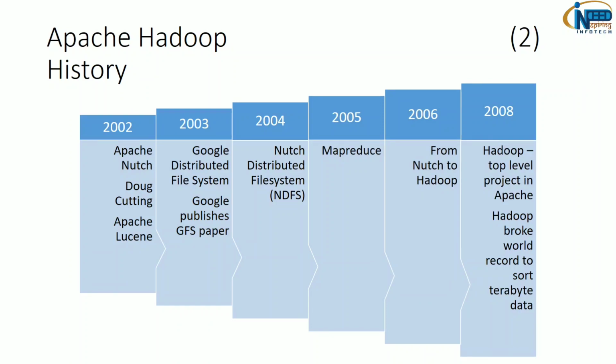They also took help of Google for a concept called MapReduce, which is a way of processing data, and they implemented it on the Nutch Distributed File System. The data was stored in NDFS, and the processing mechanism in Nutch was MapReduce. In 2006, it was renamed to Hadoop, in the name of a toy elephant which belonged to the son of Doug Cutting, and the kid used to call that elephant Hadoop, and therefore it got the name Hadoop. Then in 2008, it became a top level project in Apache. It became open source, and it also broke the world record for sorting terabytes of data.